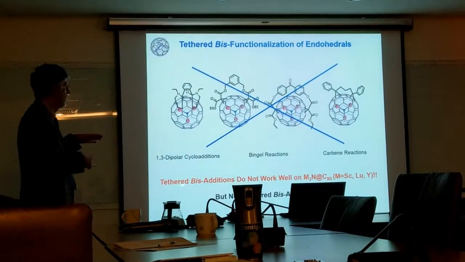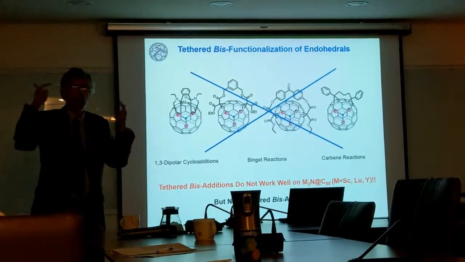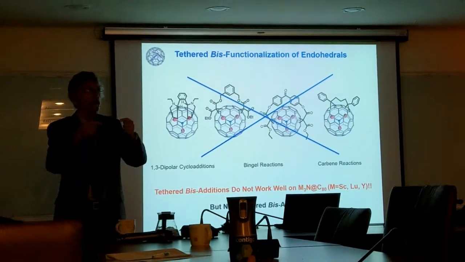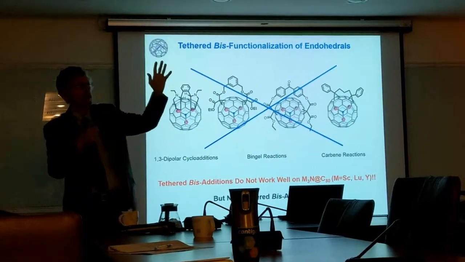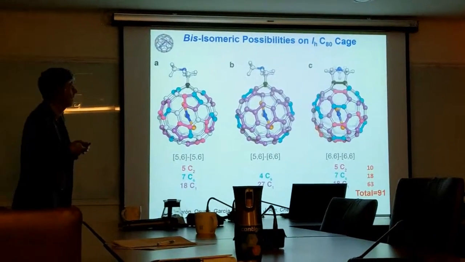So forget the tether. The tethers don't work. So what about non-tether? Can I put two wherever they want to go? Forget the tether, it is not controlling. Evidently only one goes, the other one doesn't go. So what if I put two? Will they go? And the answer is they do go.